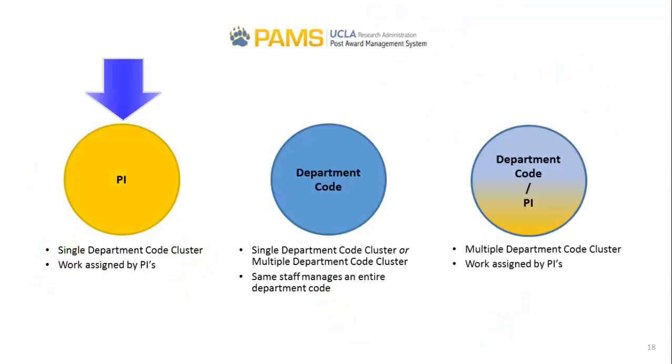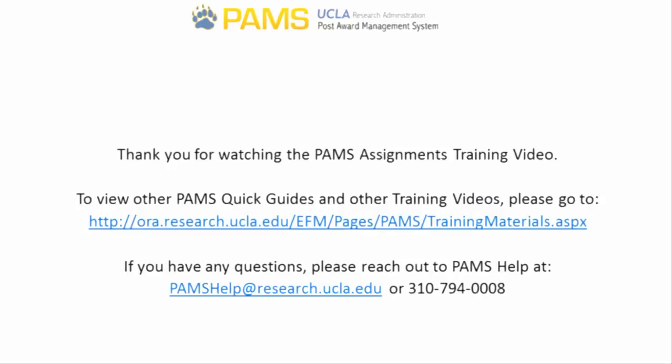In summary, your cluster can be structured by PI, department code, or a department code PI combination. It is important to determine the best structure for your cluster from onset. Once a structure is determined, assignments can be updated to assign tasks to the appropriate fund manager. It's important to maintain an accurate assignment tree. As changes occur within your department, you should make the appropriate updates in PAMS.